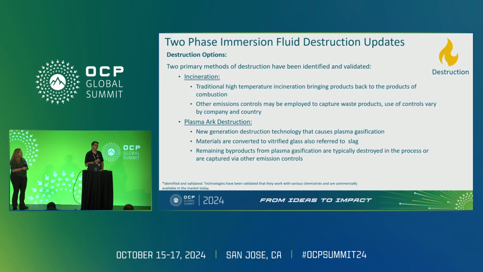Jumping over to two-phase, our work stream is moving in a little bit of a different way. Up front, looking at the chemistries that are out there today, as well as the chemistries being worked on that are in the public domain, we wanted to take an inventory, very similar to what we did for the single phase, of the potential destruction and recycling options. For the destruction side of things, there are two primary technologies that exist.